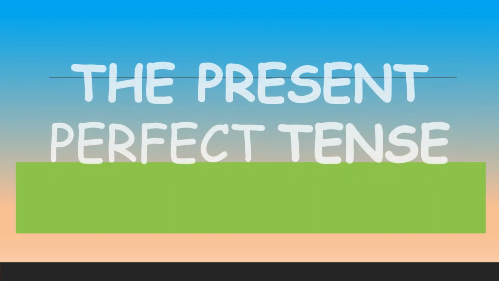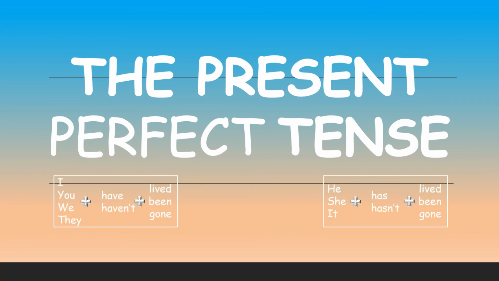The present perfect tense. Okay, so let's talk today about the present perfect tense. How do we discuss the present perfect tense? Well, to make the present perfect tense, we have to add the pronoun I, you, we, they, plus have or haven't, plus the past tense of a verb. Or he, she, it, has, hasn't, plus the past tense of the verb.